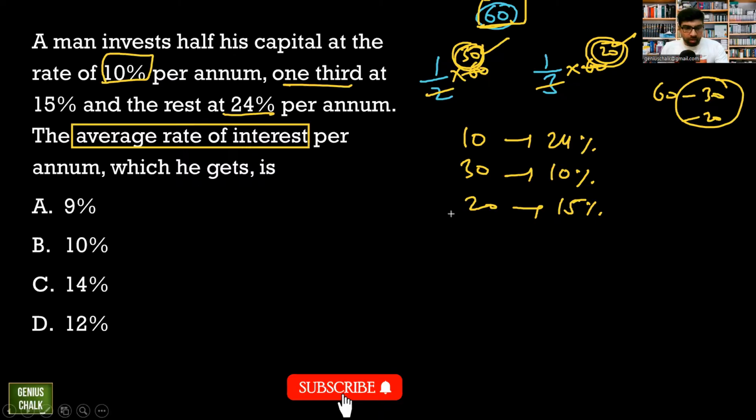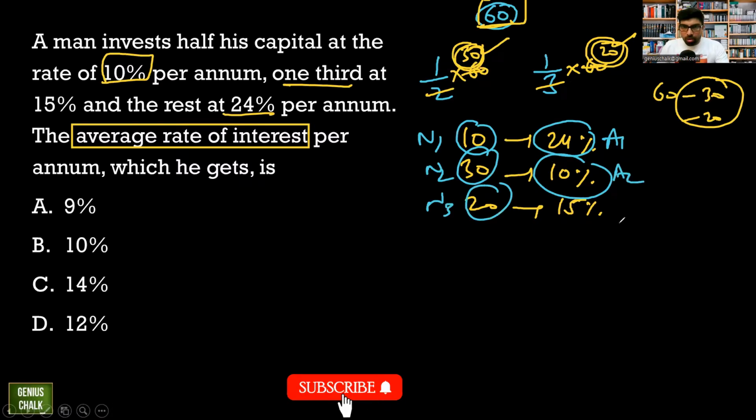I will apply the weighted average. So one way you can do it like this. This is number 1, N1. This is average 1. This is N2 and this is average 2. This is N3, the amount of money in numbers, and this is average 3. So the formula is N1A1 plus N2A2 plus N3A3. This I have discussed in my mixture video as well.